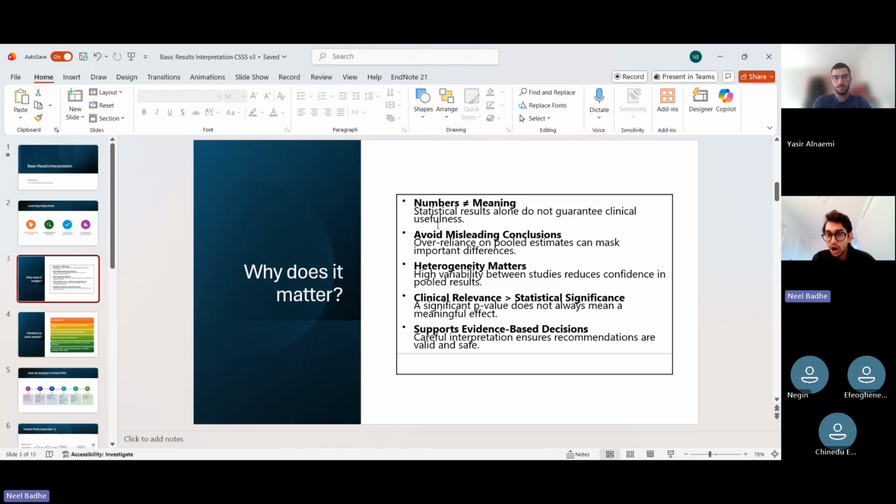And over-reliance on pooled estimates can mask important differences. So that statement is referring to the fact that when you're pooling studies, they take weights of different studies, especially when you're combining studies of different designs. There can be an over-reliance on retrospective studies, which have a larger sample size. So it's just important to take the context into consideration when you're analyzing the results.